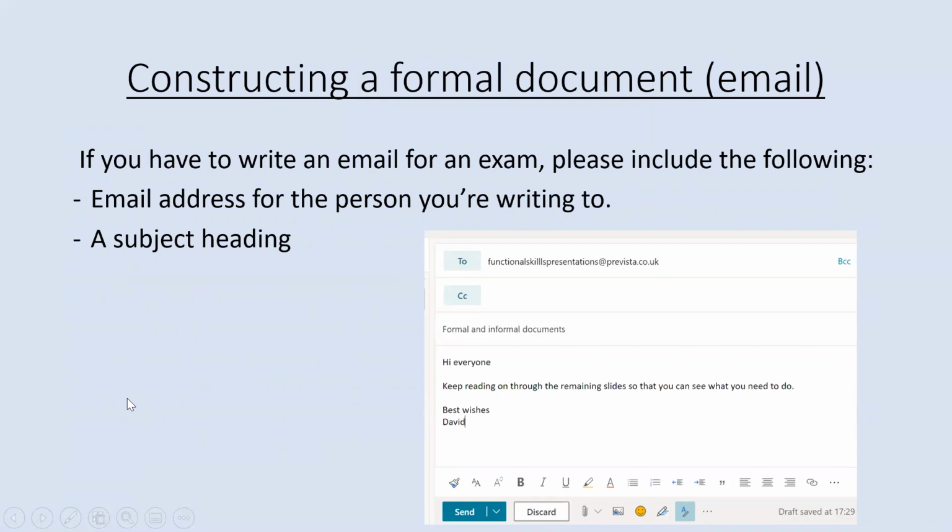If in an exam situation you're having to construct a formal document and it's in an email setting, you must include the email address for the person that you're writing to and a subject heading. Don't leave the subject heading blank. And if you're given the email address of the person that you're having to write to for the exam, you must include that in the "To" box.